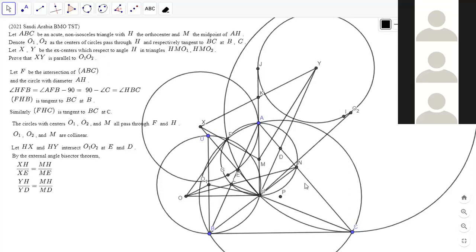So then we can show that HE is the angle bisector. HE is parallel to AD. So O1HE is equal to O1UH because O1H is equal to O1U. And angle O1UH is also equal to angle UHA since BU and AH are parallel. So we have HE is the angle bisector.